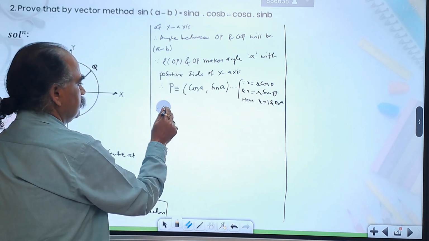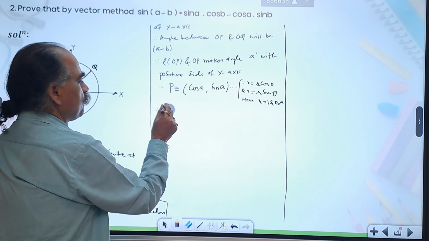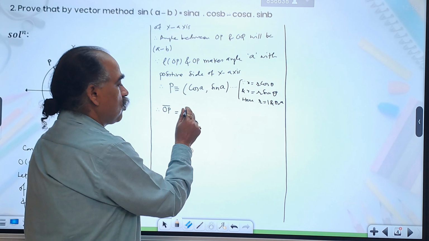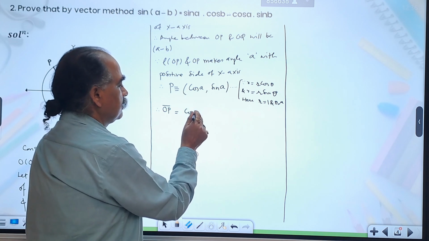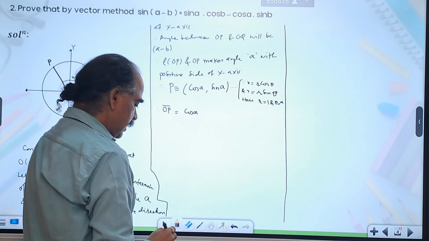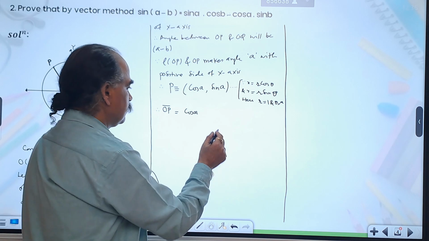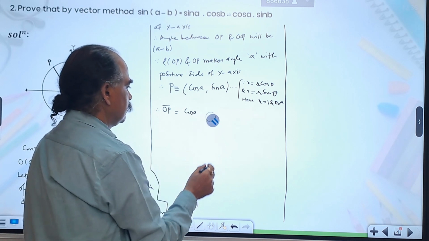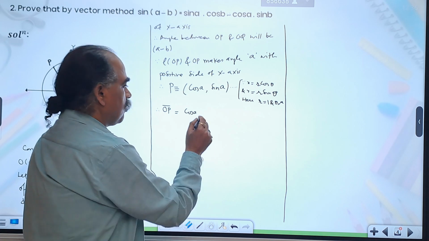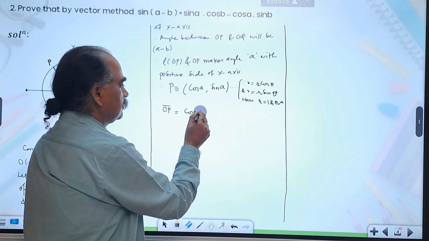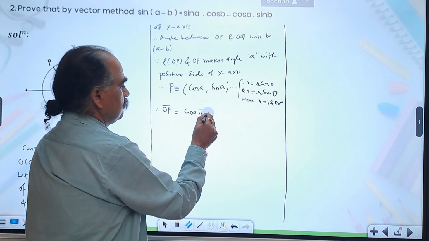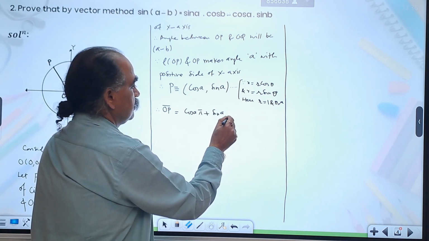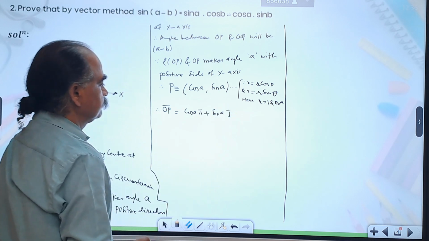Therefore, position vector of point P with respect to origin O will become cos A I bar plus sin A J bar.